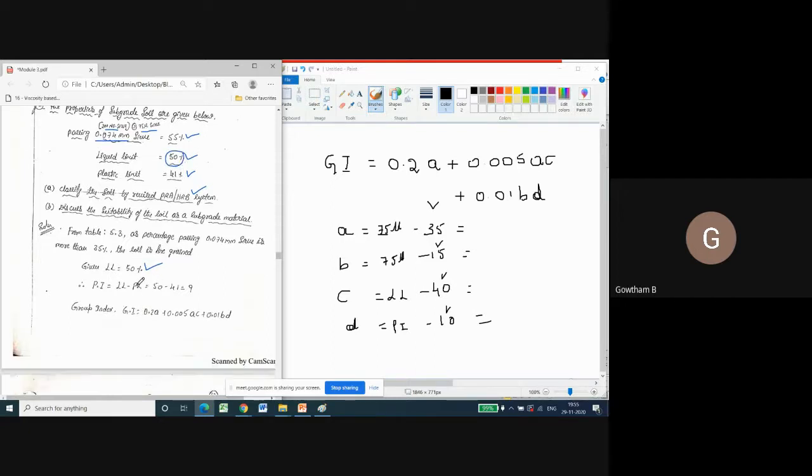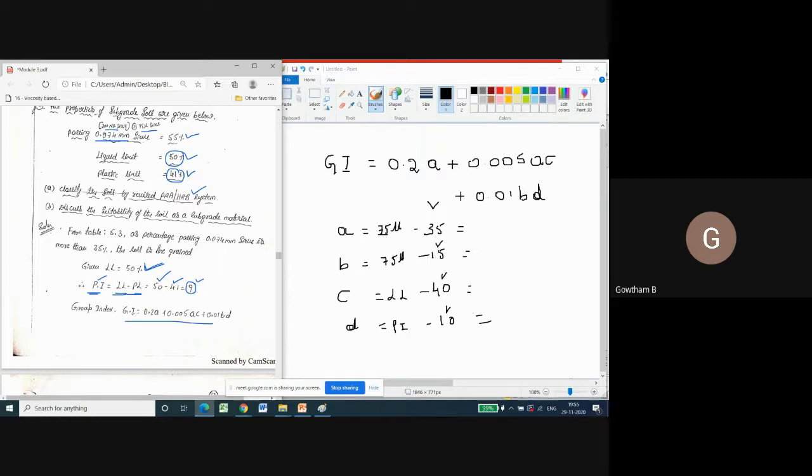percent. Once you know the liquid limit and the plastic limit, which are given in the problem, you know how to calculate the plasticity index. The plasticity index is given by the formula liquid limit minus plastic limit. The liquid limit is 50 and the plastic limit is 41, as given in the problem. Therefore, the plasticity index of the soil is 9. Once you have this, calculate the group index using the formula.